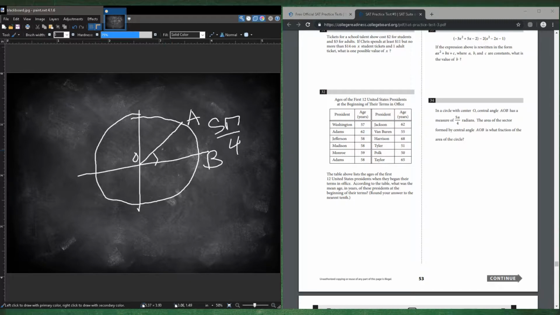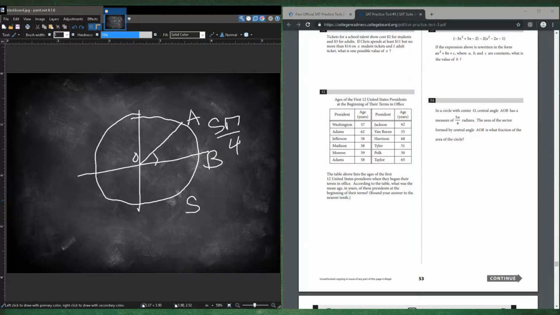So the entire angle of a circle is 2 pi. So the area formed by the sector is what fraction of the area of the circle? So it'll be 5 pi over 4 divided by 2 pi, which would be equal to 5/8. So that's the answer, 5/8.